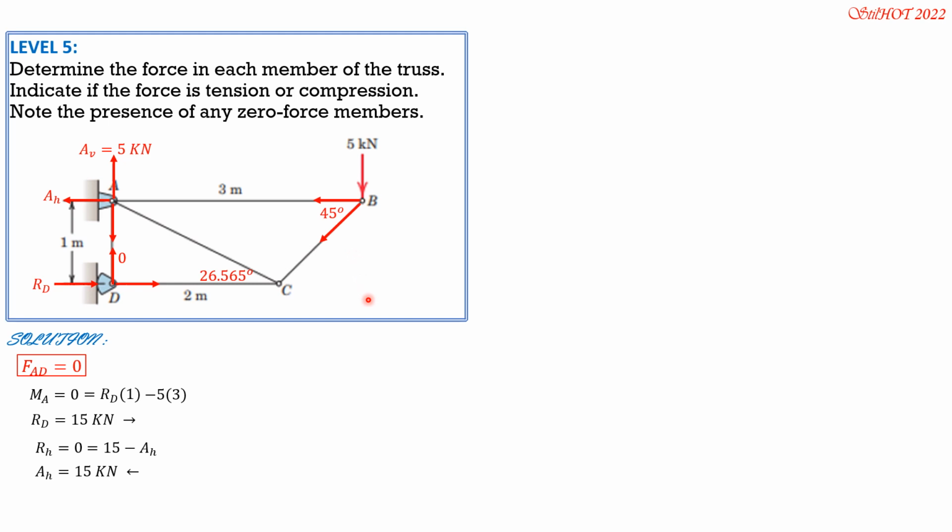So we begin at joint B. To get rid of simultaneous equations, summation forces vertical 0, or RB vertical equals 0, downward positive. So we have 5, downward. Then the vertical component of FBC is plus FBC sine of 45, because we consider downward as positive. So from there, we can compute FBC, which is negative 5 over sine 45. And therefore, it is negative 7.07 kilonewtons. Because it is negative, FBC is a compression member.